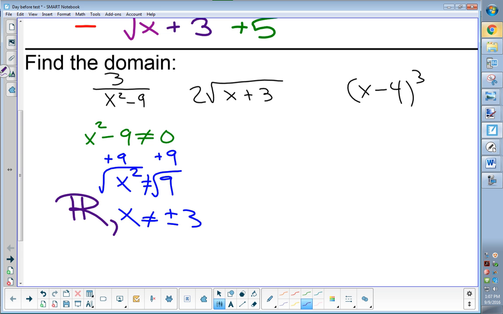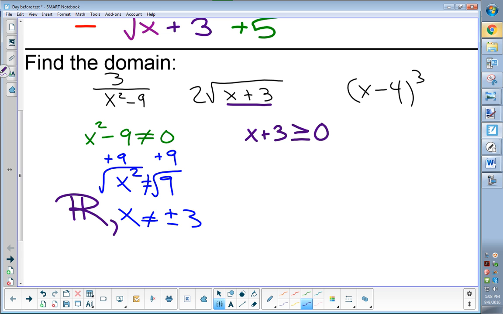My next one says 2 square root x plus 3. So we do ask the same question. Is it a fraction? Is it a square root? If it's a square root, we don't want negatives. So we're going to take that x plus 3, Yordani, and what are we going to do with that thing? Good. Greater than or equal to 0 because we want a positive number. So x plus 3 is greater than or equal to 0.